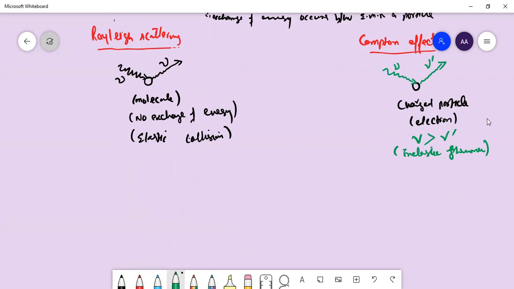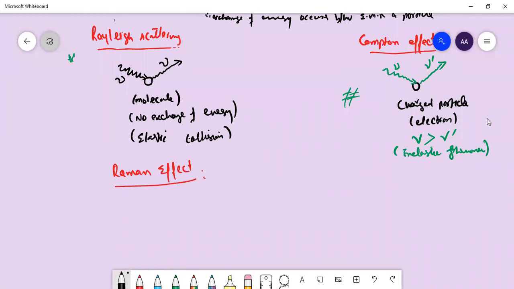Now, what is important for us here is Rayleigh scattering. The Compton effect is not applicable in the case of our Raman spectroscopy. So the Compton effect doesn't have much application for us. The important concept we need is based on Rayleigh scattering, and from Rayleigh scattering our Raman effect arises. Now let's see what we mean by the Raman effect.